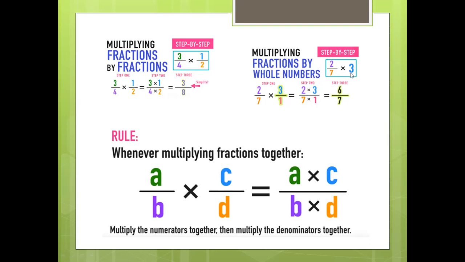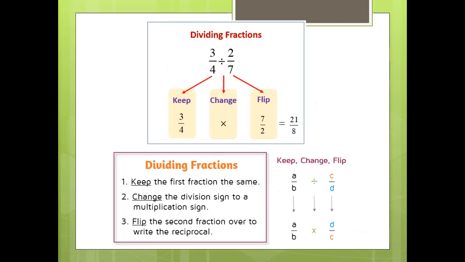So basically, if we just have an integer or a whole number, we just put 1 as its denominator. So step 1, we have here 2 times 3. So we have 6, and then 7 times 1, we just add 1 as its denominator. So we have 7. So we have here an answer of 6 over 7.